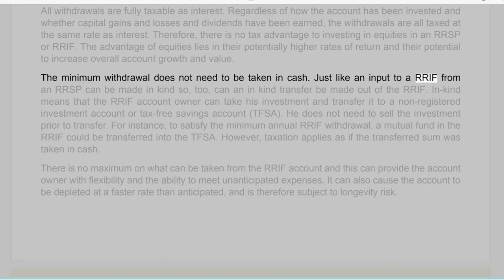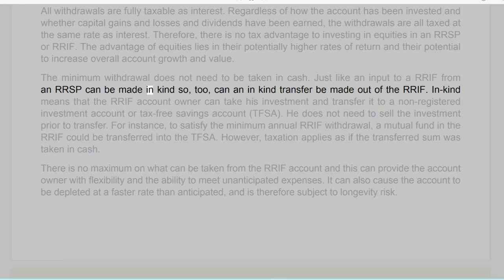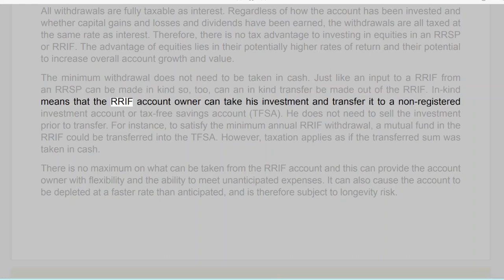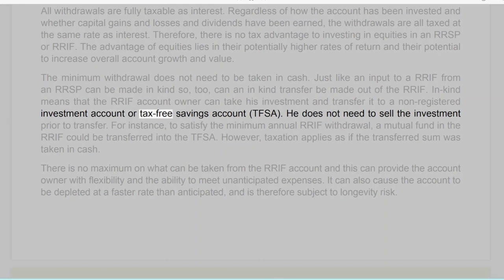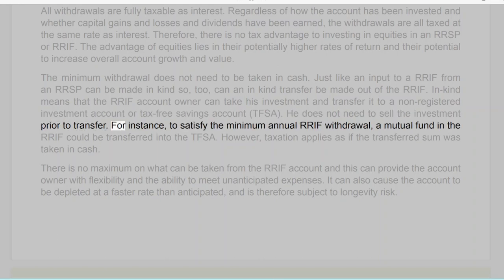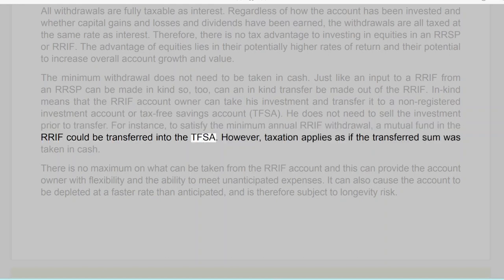Just like an input to a RRIF from an RRSP can be made in kind, so, too, can an in-kind transfer be made out of the RRIF. In-kind means that the RRIF account owner can take his investment and transfer it to a non-registered investment account or tax-free savings account, TFSA. He does not need to sell the investment prior to transfer. For instance, to satisfy the minimum annual RRIF withdrawal, a mutual fund in the RRIF could be transferred into the TFSA. However, taxation applies as if the transferred sum was taken in cash.